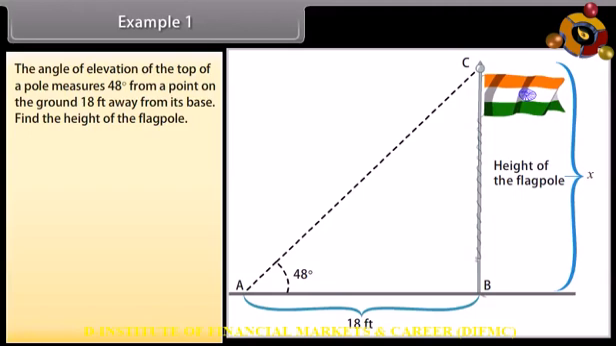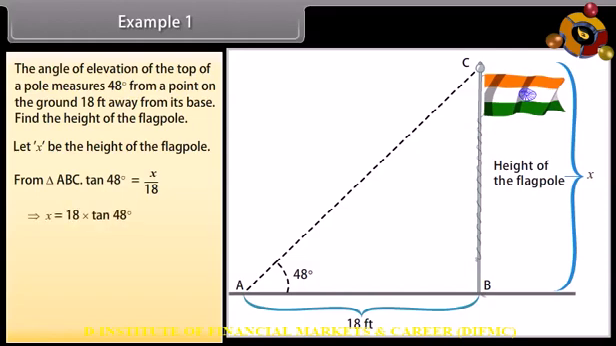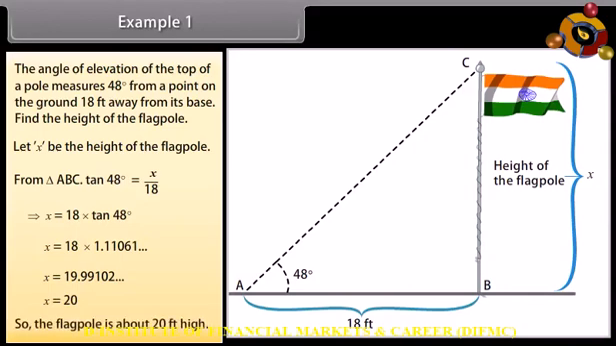Let's first visualize the situation. Let x be the height of the flagpole. From triangle ABC, tan 48 degrees is equal to x upon 18, which implies that x is equal to 18 into tan 48 degrees, which equals 18 into 1.11061 and so on, which is equal to 19.99102 and so on, which equals to 20. So the flagpole is about 20 feet high.